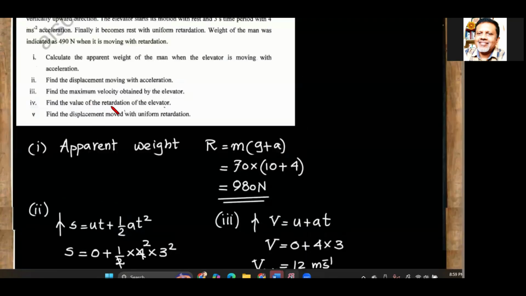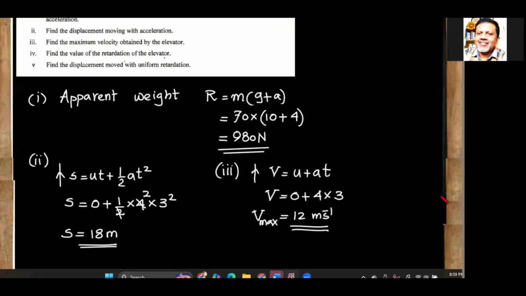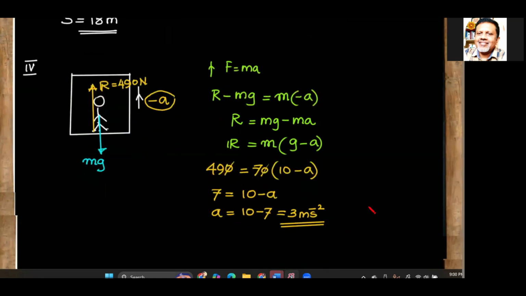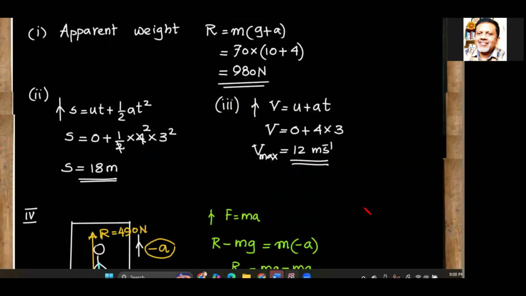Right? Find the value of the retardation of the elevator. So that is the magnitude of the deceleration. Since it is deceleration, we use it as minus a. And here we made a, the magnitude, the subject, and it is equal to 3 meter per square second, right? Okay, so that is the fourth part of that question.